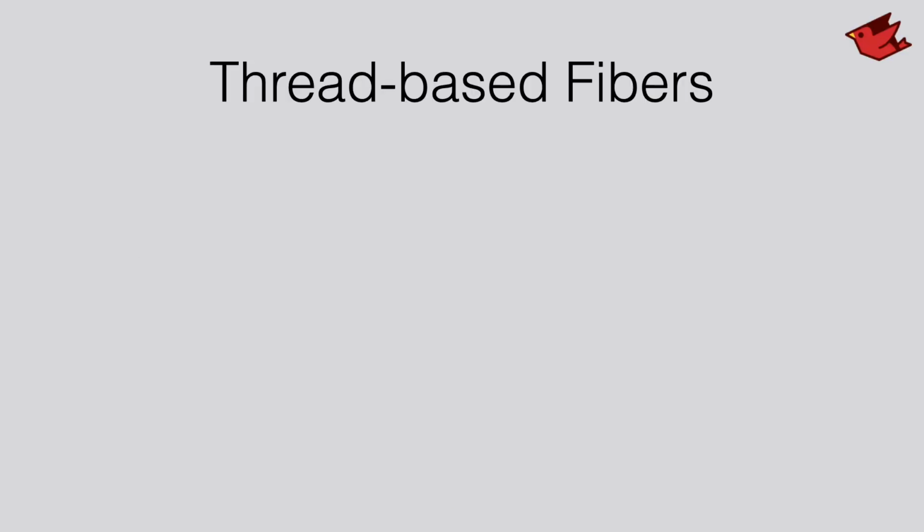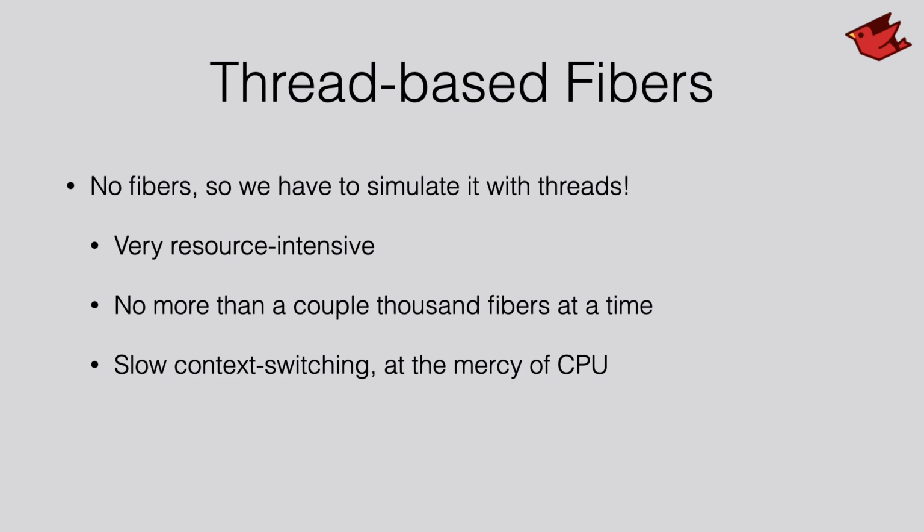So on JRuby, traditionally, there's no fiber support. There hasn't been fiber support on the JVM. We've had to implement them with threads, native threads. And so you get the feeling and the behavior of fibers, but it's extremely resource intensive. Could really run no more than a few thousand fibers at a time, depending on what system you're on. Switching from fiber to fiber is not a direct handoff. It's standard context switching, just like regular threads. So we're at the mercy of the operating system and the CPU to run our fiber.